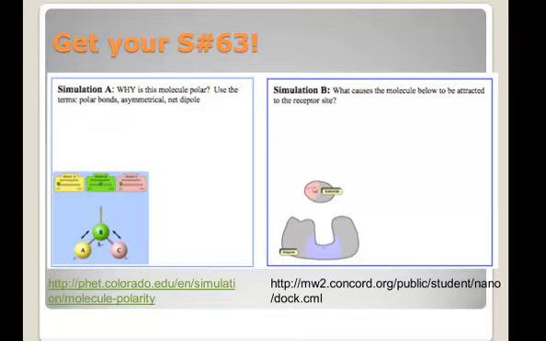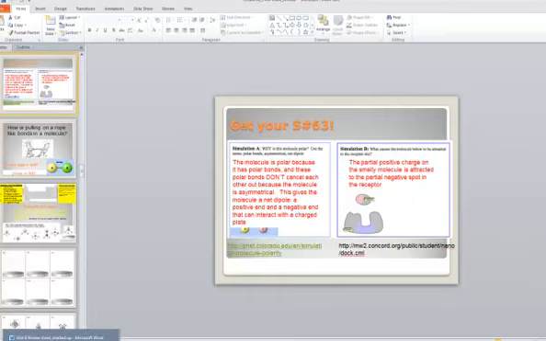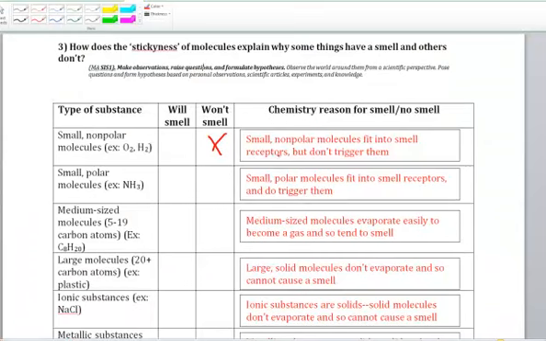And when we looked at the simulation here, we saw that the positive part of the smelly molecule would interact with the negative part of the receptor, and that positive-negative attraction is what causes them to pull together. When we looked at the simulation where the molecule didn't have the positive charge, it didn't go into the receptor because it didn't have that pull, and it wouldn't actually trigger the smell. All right, so small nonpolar molecules do fit into receptors, but they don't trigger them. Small polar molecules will smell because they fit into smell receptors and do trigger them, because of those partial positive and negative charges.